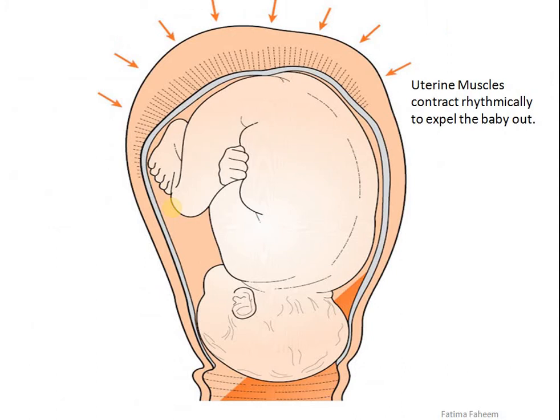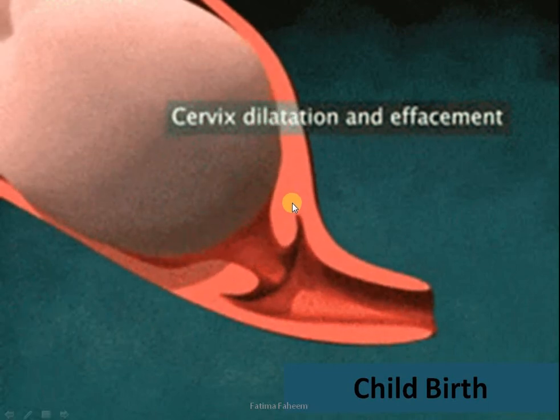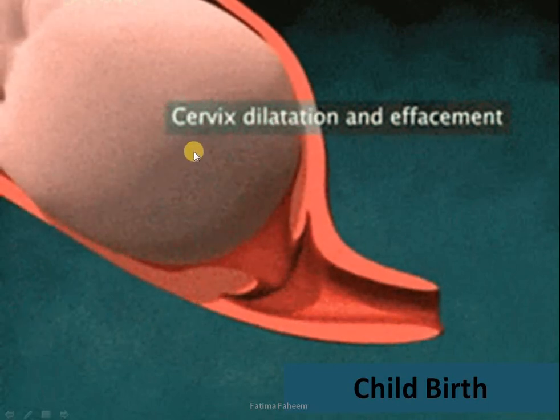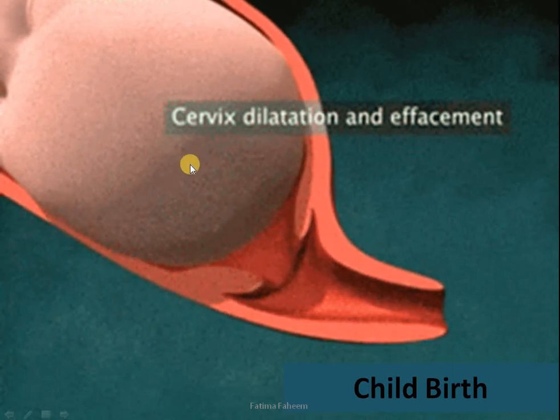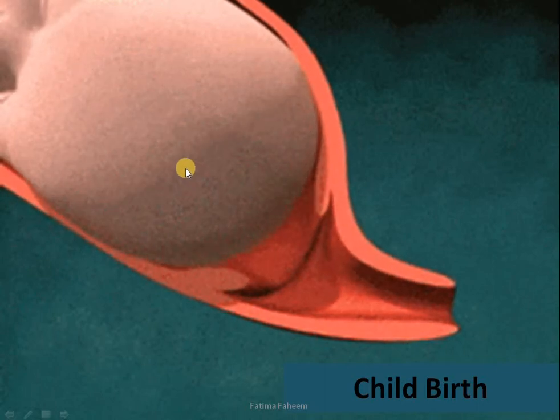Here I have shown you in a diagram how the baby is expelled out of the body. If you can see, the arrows are showing contraction of the uterine wall. Actually, the uterine muscles contract rhythmically to expel the baby out. Most of the time the normal position of the baby is like this, that the head comes first and the rest of the body follows. Here in this animation, I have shown you how the cervix dilation happens and how the baby's head is coming out. So keep in mind that this action is just because of the rhythmic contraction of the uterine wall.